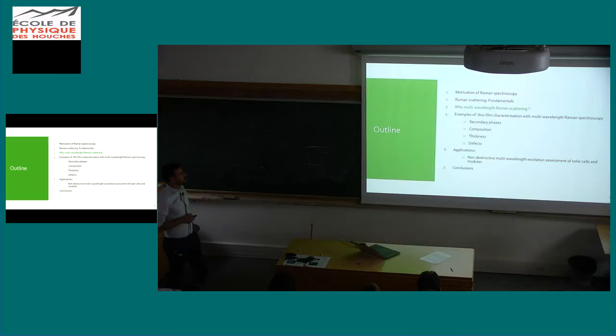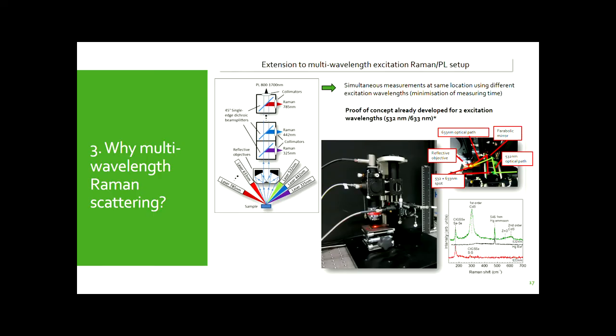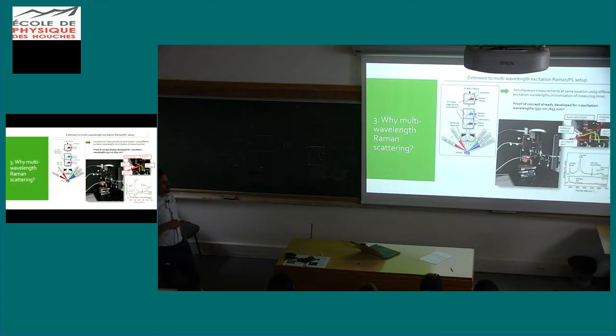Once introduced some fundamental aspects of Raman scattering, why we use multi-wavelength Raman scattering, why we need to extend this to several different excitations, because this of course complicates the setups. This is the schema of the setup that we have developed at IREC for different laser excitations. Currently we have how many? 7, 8 excitation wavelengths? I don't remember, but we have all the possibilities.